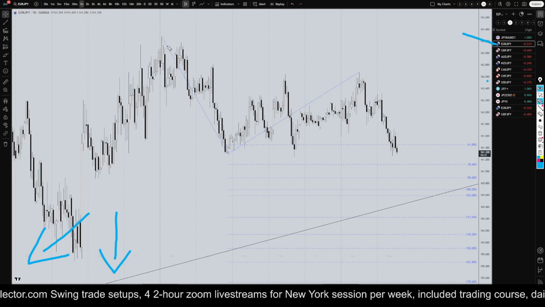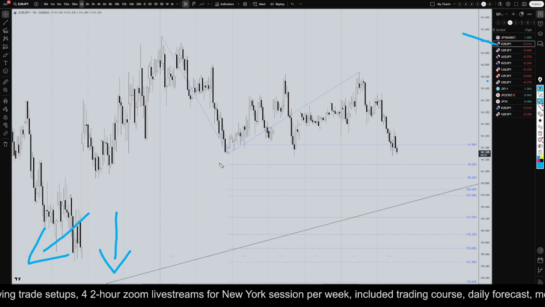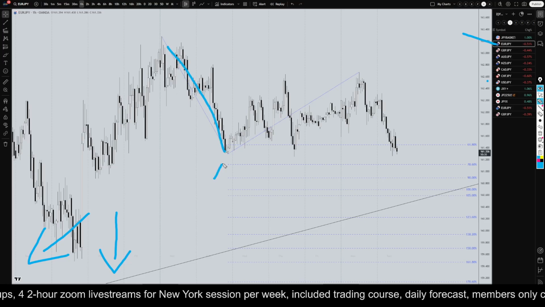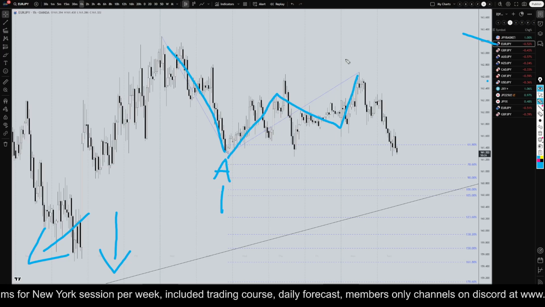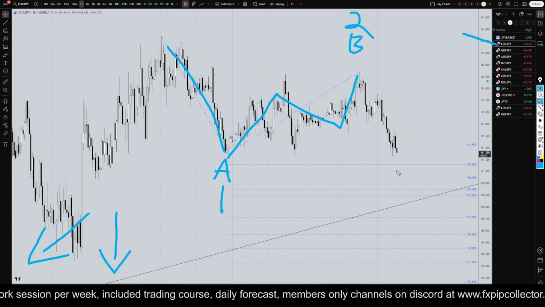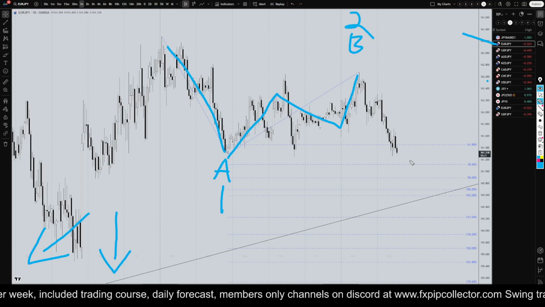So, anyways, we need to try to determine whether this first push down right here is an A or a 1. This is definitely a correction right here. Is this either a B or a 2? Now we're either in a wave 3 or wave C.